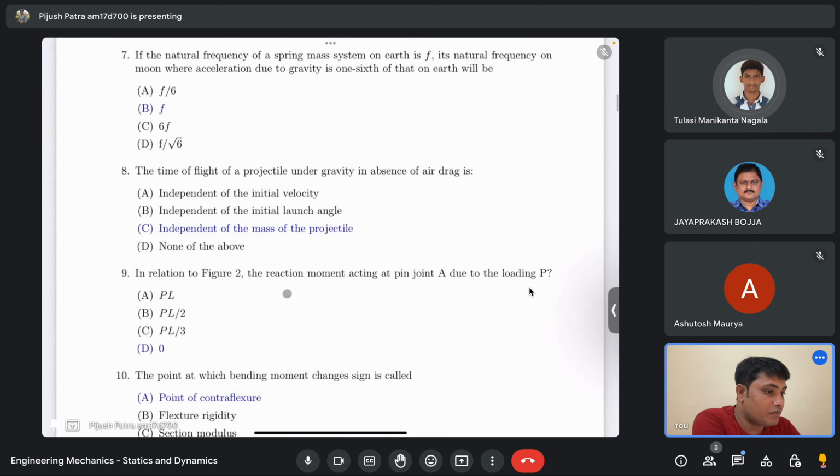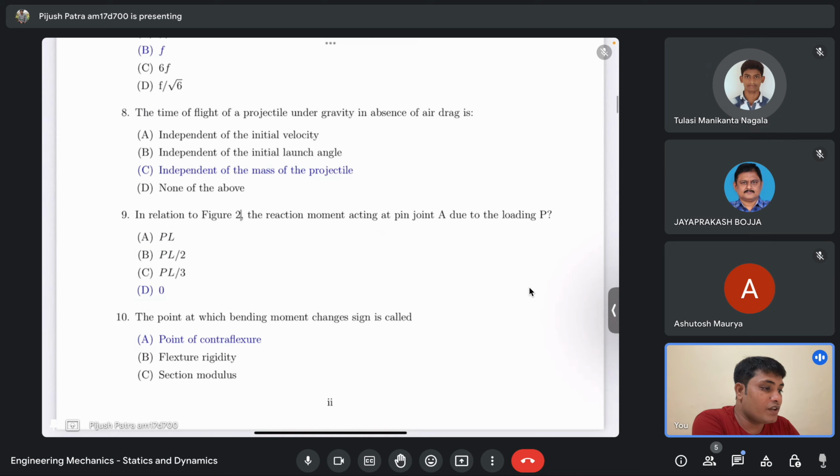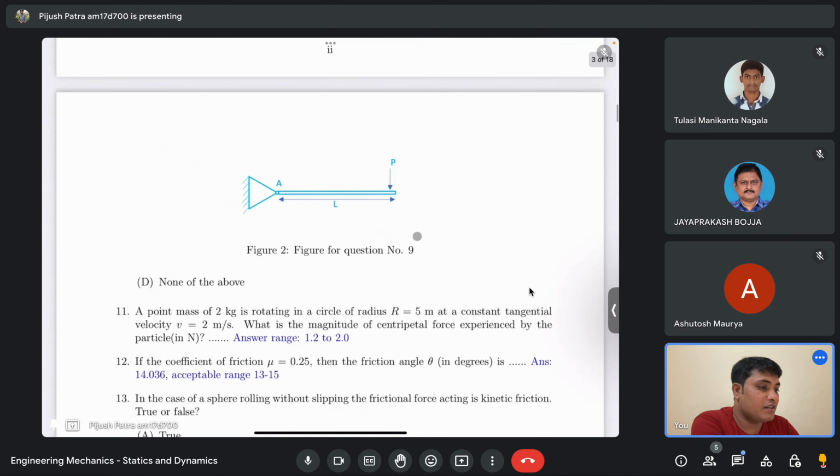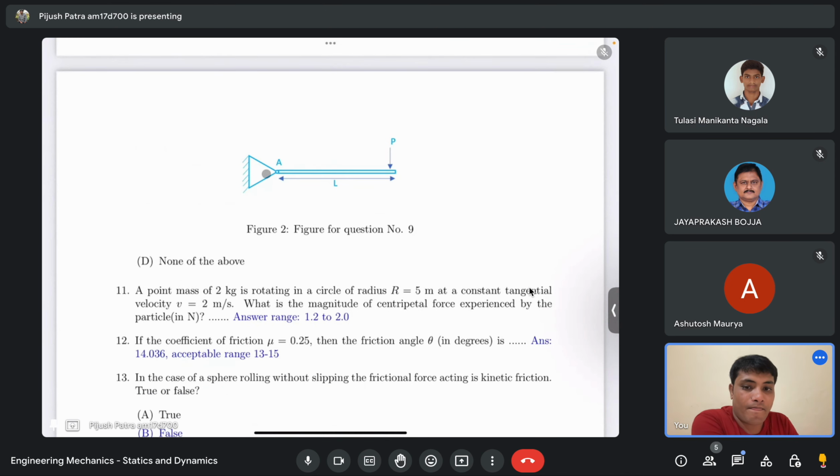One minute. Yeah. So in relation to figure 2, the reaction moment acting on pin joint A due to the load P. It should be 0, right? Because when you apply the force, it will rotate, and there is no resistance for that rotation, because about the pin joint it can rotate. So that means there will be no reaction moment, but there will be reaction forces Fx and Fy. Both the reaction forces will be there, but the reaction moment is 0 at point A.